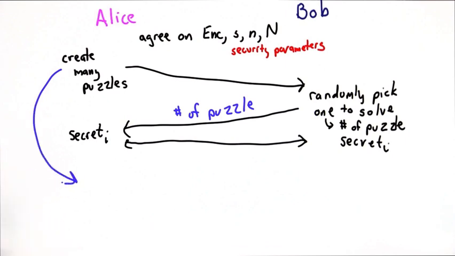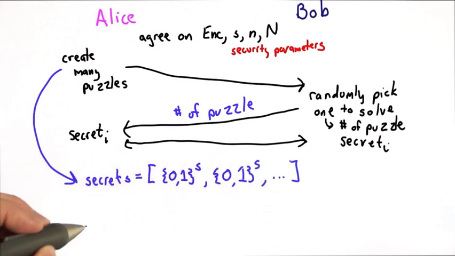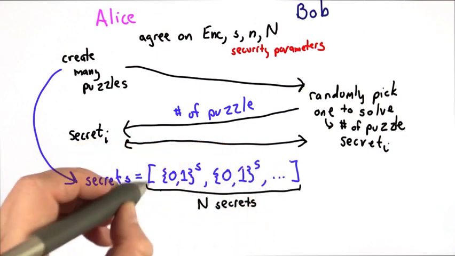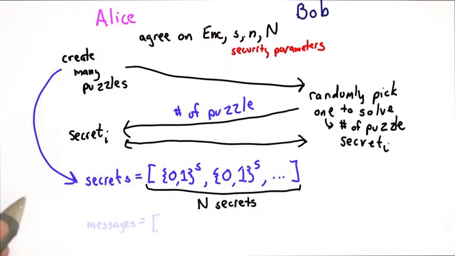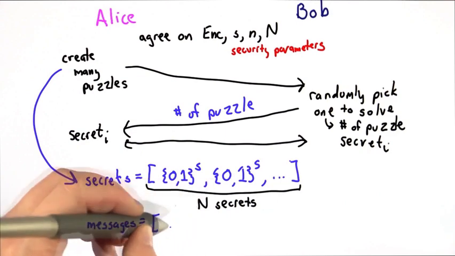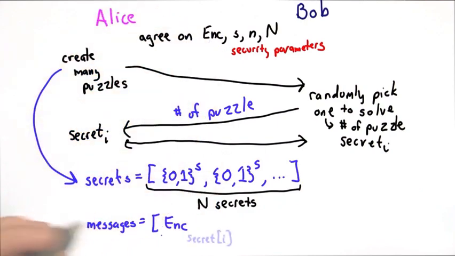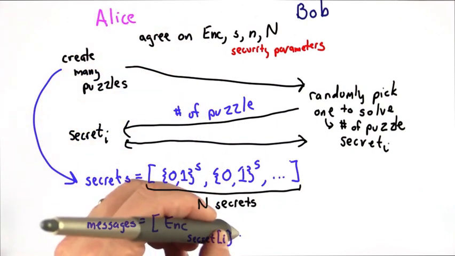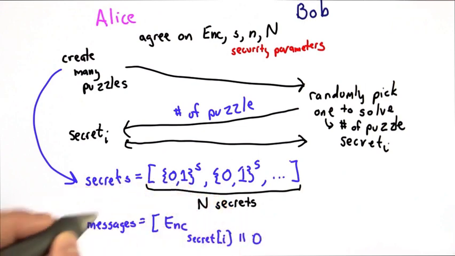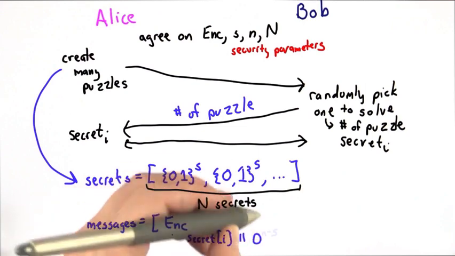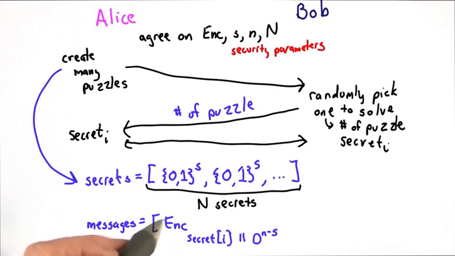In order to create puzzles, Alice creates a list of n secrets. Each one of these is a random number, s bits long. Then she creates a set of messages, also n messages, and each message will be encrypted using the encryption function that they agreed on, using a key that's the corresponding secret concatenated with enough zeros to make the appropriate key length. So if this was a 128-bit AES key, the secret size might be, say, 40 bits, and then we would add zeros to fill out the rest of the key.